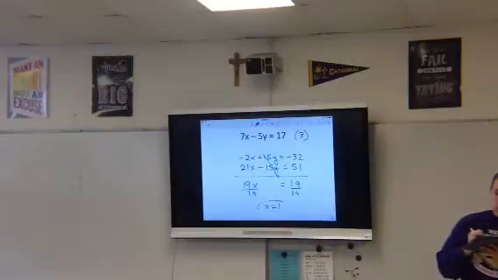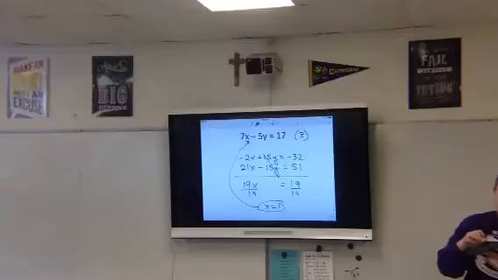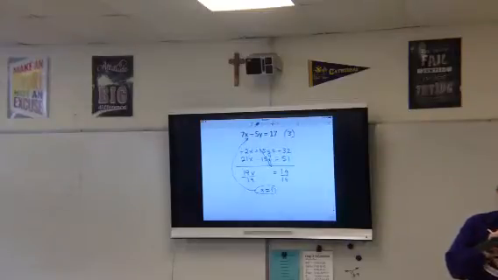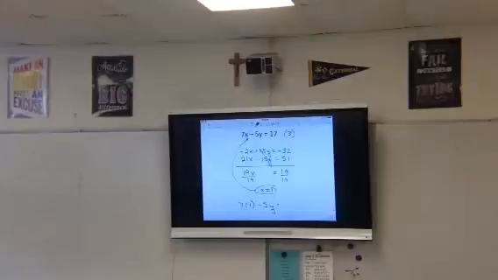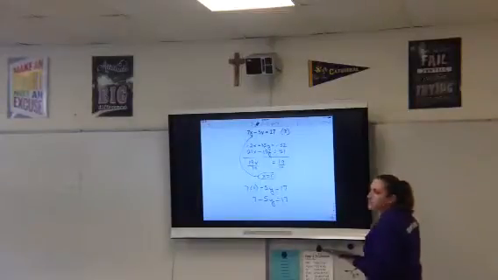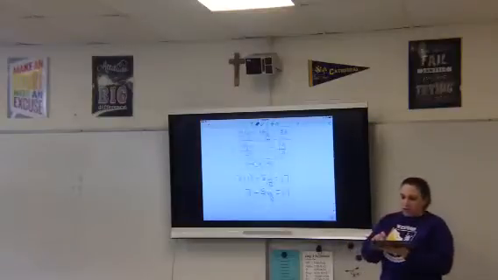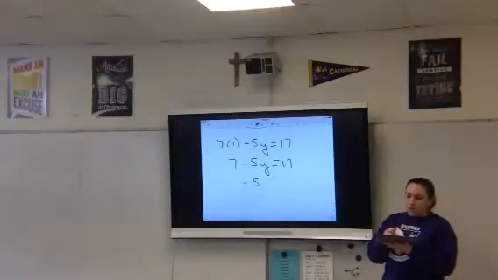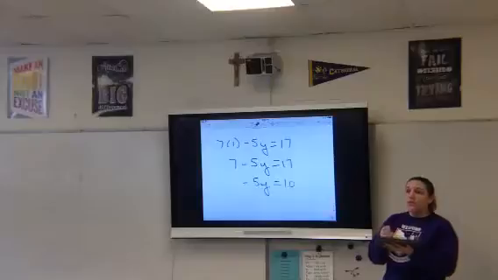So we've got x equals 1 going in right there. So I have 7 times 1 minus 5y equals 17. Well, 7 times 1 is just 7. Minus 5y equals 17. Okay, John, what are we going to do now? Good, subtract the 7 off. So negative 5y equals 10.